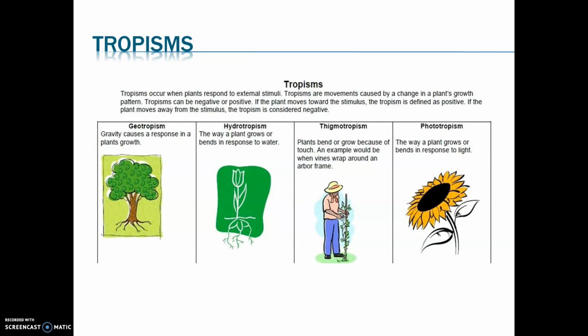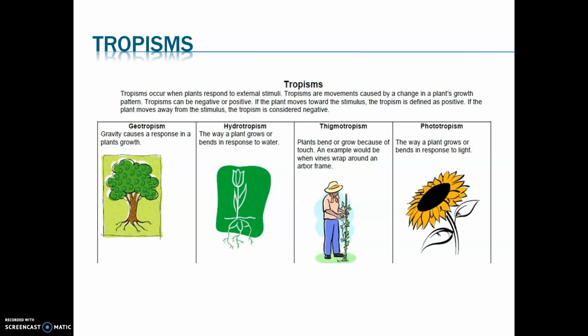The second one is hydrotropism, and this is the movement towards water. Your plant is always going to bend and move towards the water, specifically the roots, because that's where your plant sucks up water. So those roots are going to grow towards any source of water that they can sense. So that would be a positive tropism because we're moving towards something.